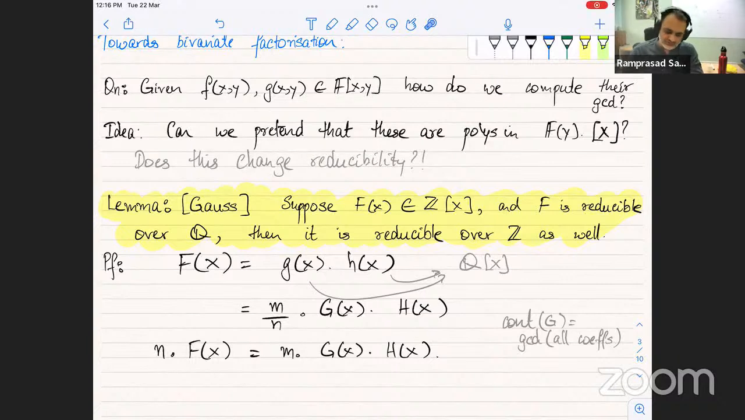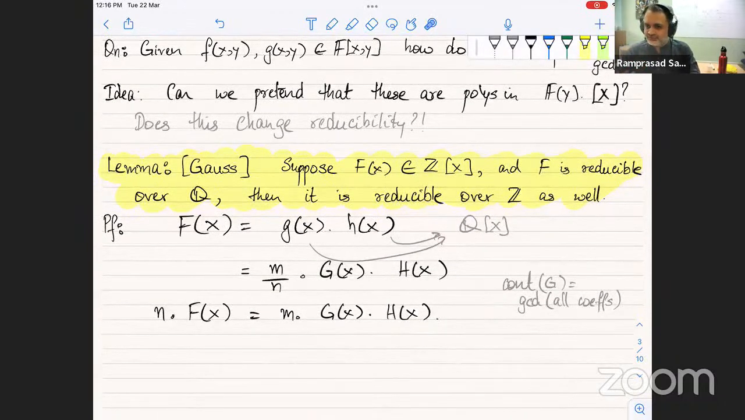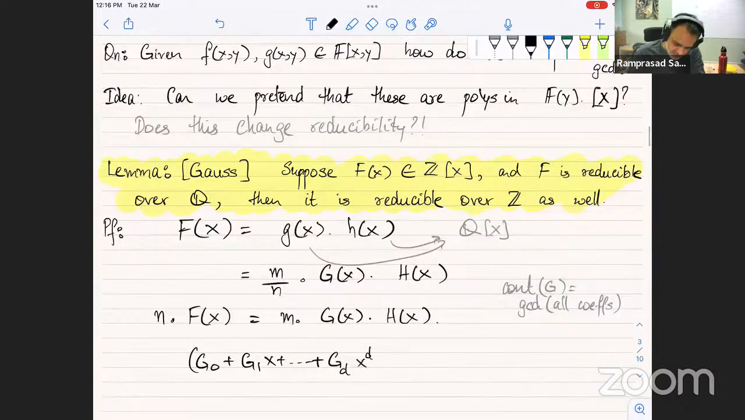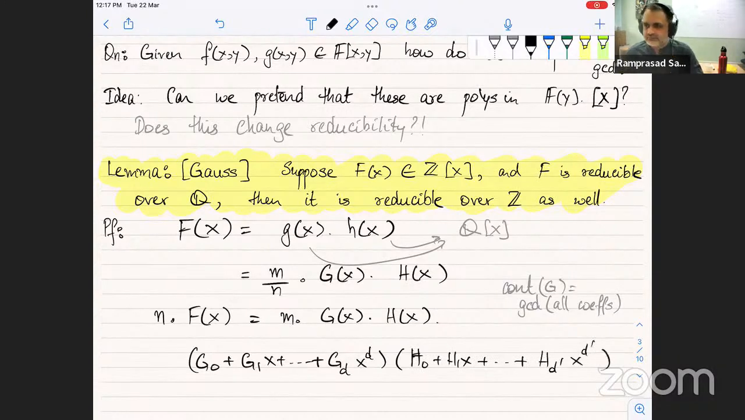Okay, so I'm going to do a slightly cheating proof here. So let's just say I'm interested in g of 0 plus g of 1 x, and so on. I don't know what this is. So this is going to be some g of d x power d. That's what g looks like, times h of 0 plus h of 1 x plus, and so on, up to h of d prime x power d prime. Okay, that's what this product looks like.